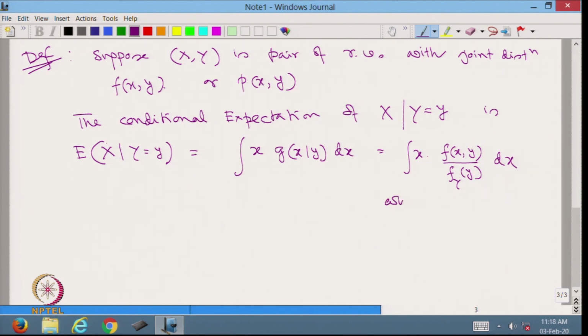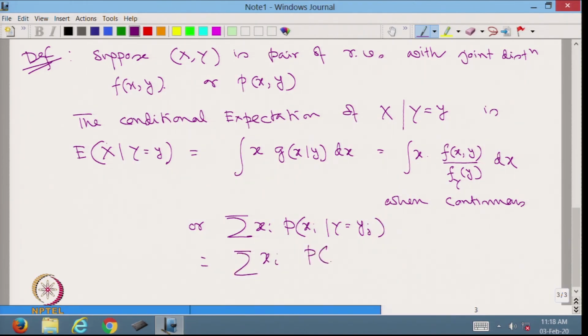when continuous, or sigma x_i into probability of x_i given Y is equal to y_j, which is equal to sigma x_i probability X is equal to x_i and Y is equal to y_j divided by probability of Y is equal to y_j, when discrete.